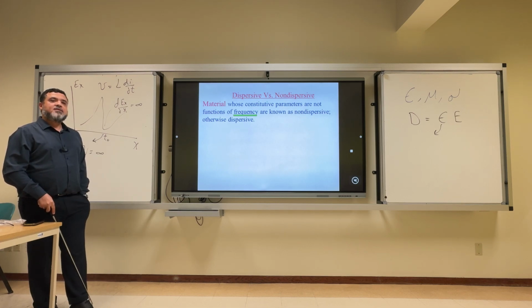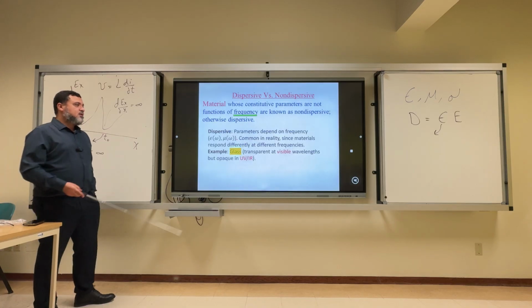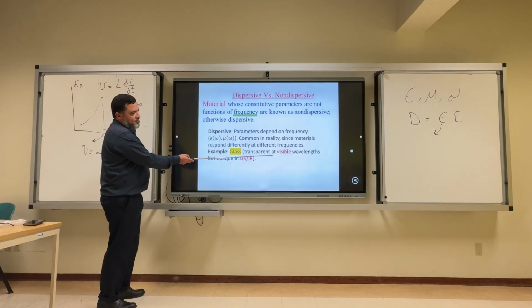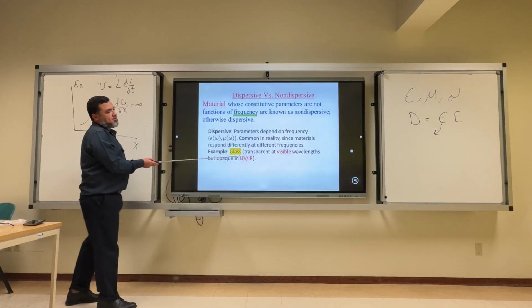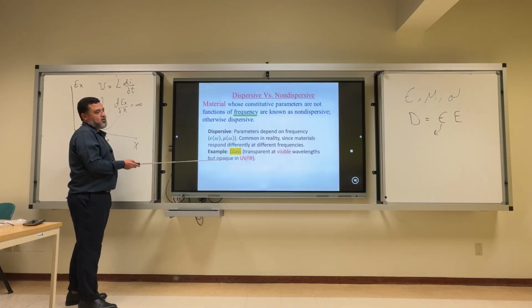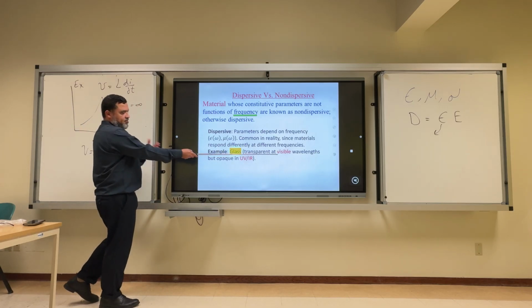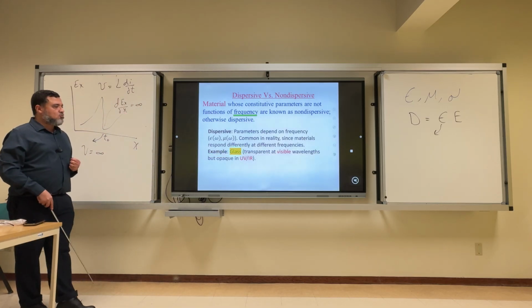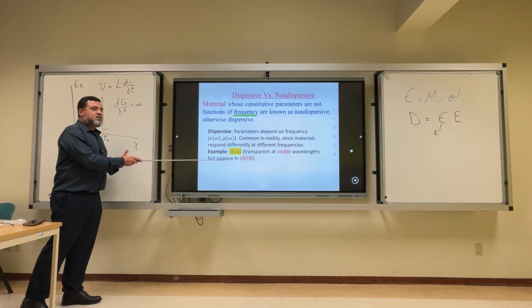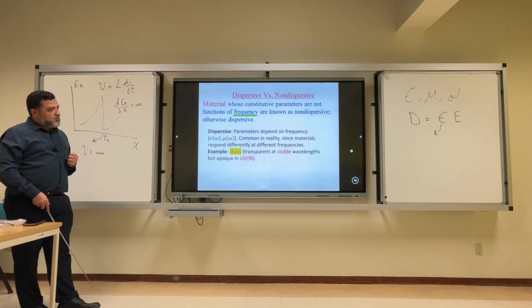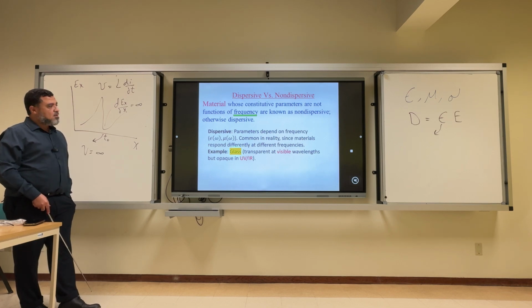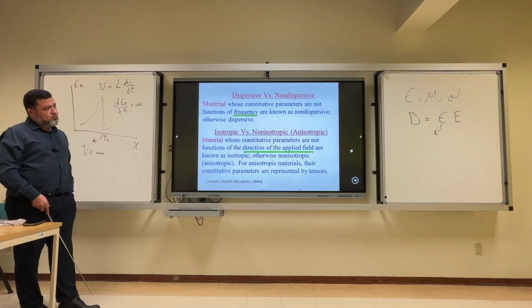You know glass? Glass is a dispersive material. It is transparent at visible wavelengths, but if you go to ultraviolet and infrared, it will be opaque. Opaque means glass does not transmit light in the ultraviolet and the infrared. So at these frequencies, compared with the visible wavelengths or RF and microwave, the glass will be non-transparent in the ultraviolet and infrared. So the glass is a dispersive material.